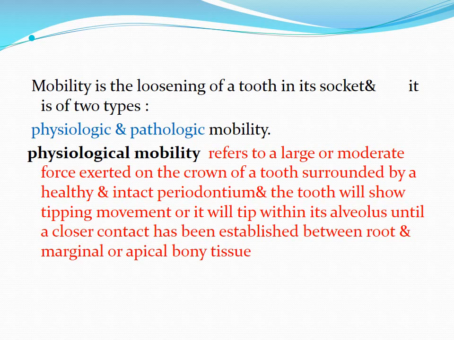Physiological mobility refers to a large or moderate force exerted on the crown of a tooth surrounded by a healthy and intact periodontium. This is a very important point. In physiological mobility, there is a healthy and intact periodontium, and the tooth will show a tipping movement within its alveolus until a closer contact has been established between the root and the marginal or apical bony tissue.